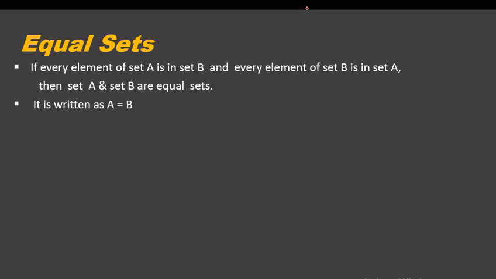If the sets are equal, we write A equal to B. This is how we write equal sets, A equal to B. We use the equal sign to denote that the two sets are equal. And we have already studied that sets are denoted by capital letters like A, B, C, etc. So let's take an example. Suppose we have set C and set D.